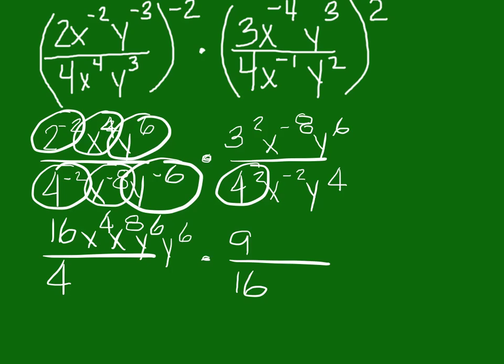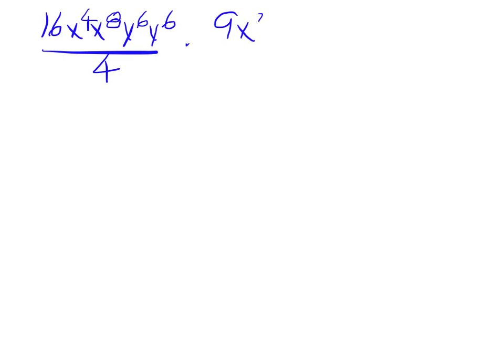Now your x's are both negative exponents, so they must switch and become positive. X squared on top, x to the 8th on the bottom. And then your y's are both positive here and here, so they stay where they're at, y to the 6th and then y to the 4th. Alright, so where we left off was 16x to the 4th, and then x to the 8th, y to the 6th, y to the 6th, all of that over 4, and then 9x squared, y to the 6th, over 16x to the 8th, and y to the 4th.